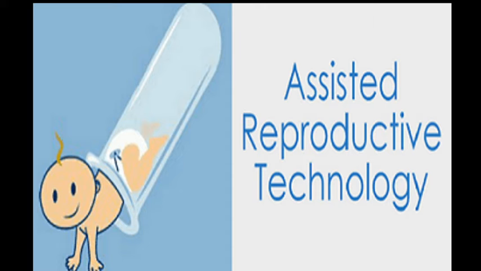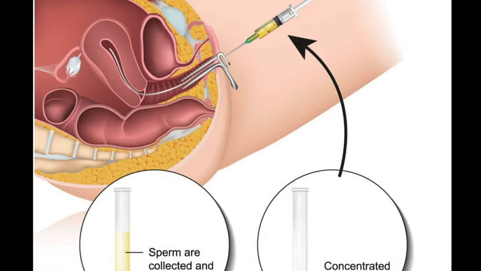So first, we go with the first technique, which we call artificial insemination. As you see on your screen, this is artificial insemination. In this technique, when an egg is fertilized inside the woman's body by sperm which has not been introduced into the vagina at intercourse, the process is known as artificial insemination. We also call it AI for short.